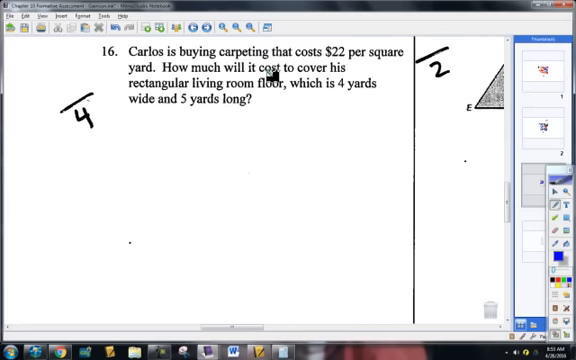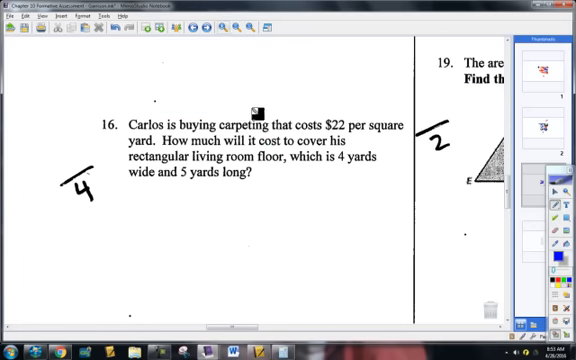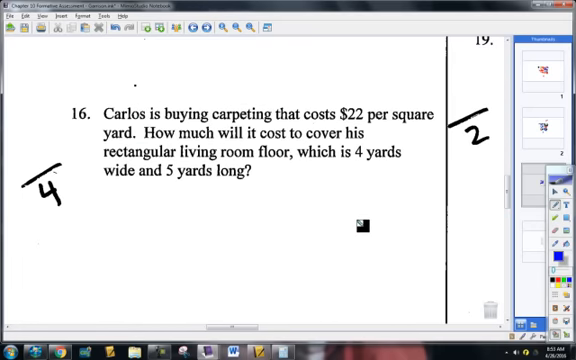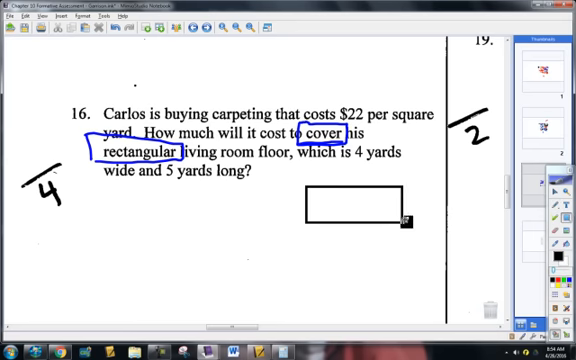Carlos, you're going to see why this one's worth 4 points. Pay attention. Carlos is buying carpeting that costs $22 per square yard. How much will it cost to cover his rectangular living room floor, which is 4 yards by 5? What's that mean, guys? Area. So if you wanted to draw a picture, you could. Did not have to. His room is 5 yards by 4 yards.